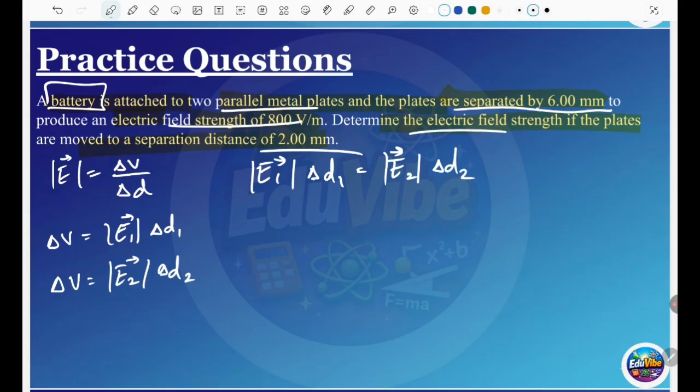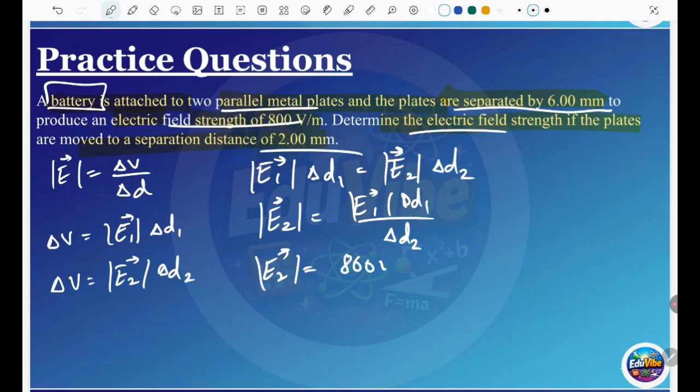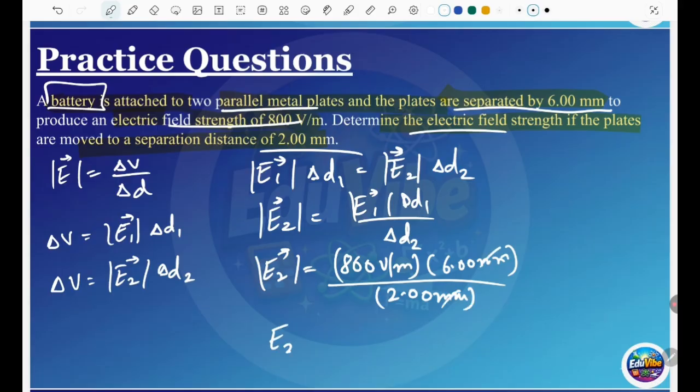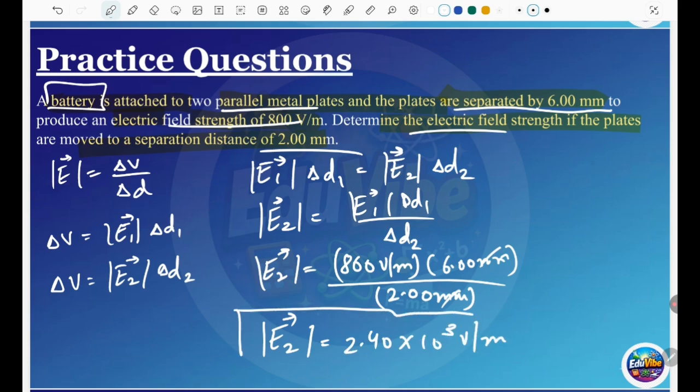And we have to find the electric field for the second one when it goes to 2.0 mm. So we have to find E2. So E2 is E1 times delta D1 divided by delta D2. So we have to put the values in. E1 is 800 volts per meter. Delta D1 is 6.00 mm, divided by delta D2, which is 2.00 mm. The mm cancel out. When you calculate this, you get about 2.40 times 10 to the power 3 volts per meter.